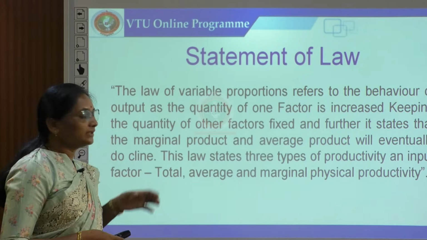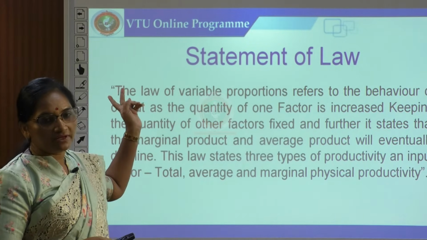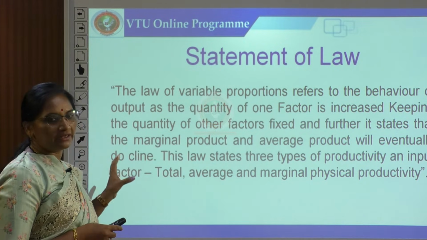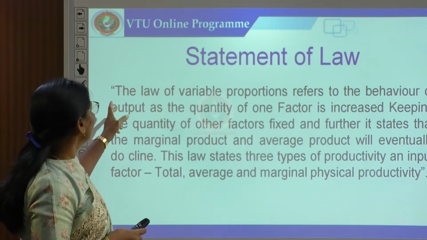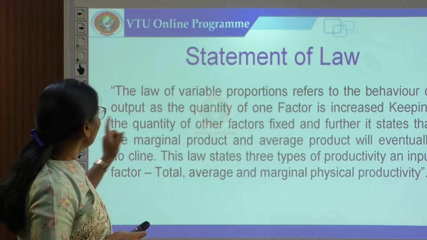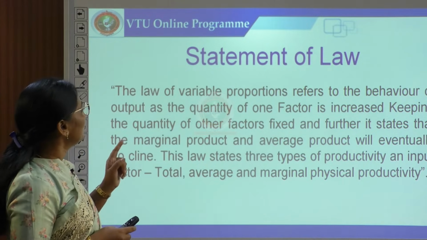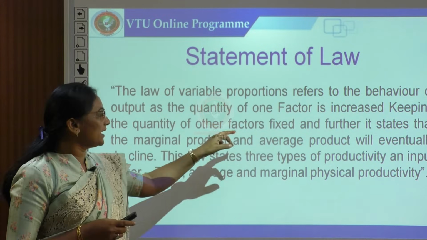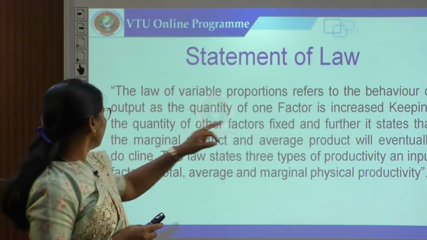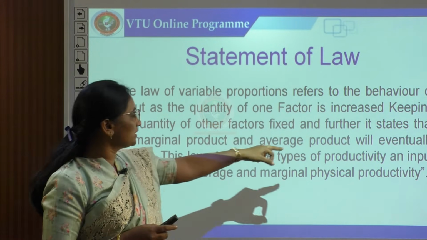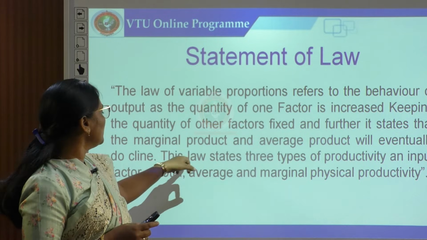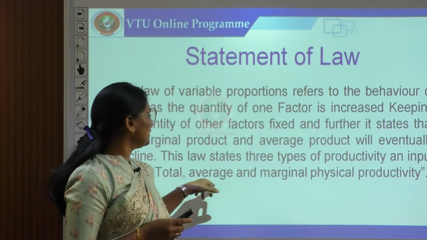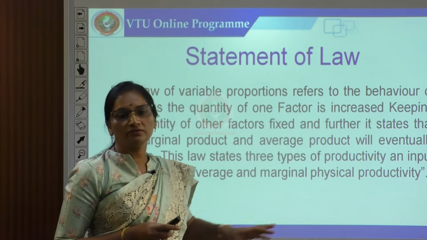Then we need to understand the statement of the law. That one definition we have understood in the earlier slide, and further clarification we can get by understanding the statement of the law here. The law of variable proportion refers to the behavior of output as the quantity of one factor is increased, keeping the quantity of the other factor fixed, and further it states that the marginal product and average product will eventually decline. This law states three types of productivity of an input factor: total, average, and marginal physical productivity.